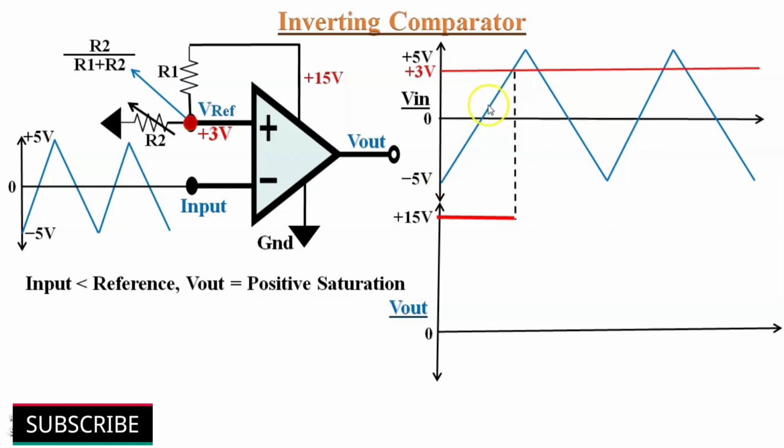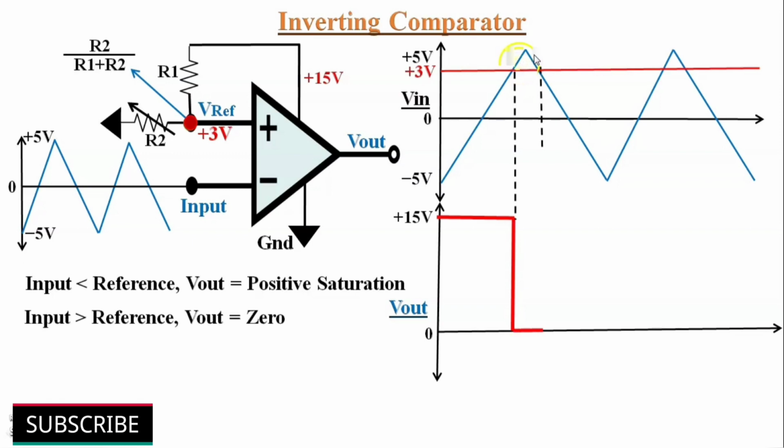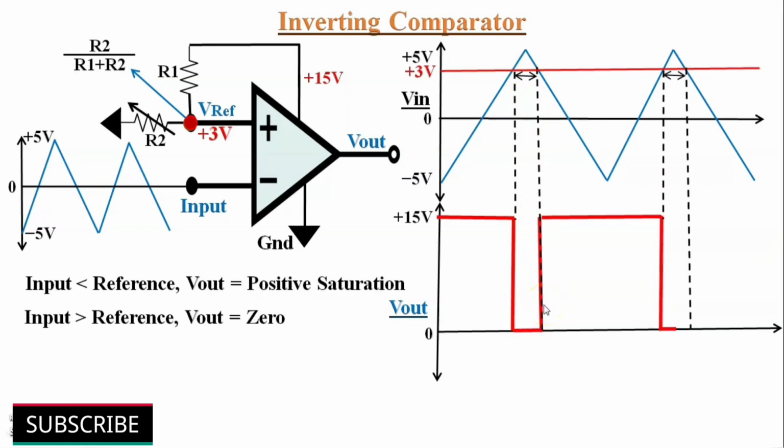When the input voltage is lesser than reference voltage of plus 3 volts, output is at positive saturation. When the input voltage crosses or is greater than the reference voltage of 3 volts, output becomes 0. So the output waveform of an inverting comparator appears like this. Here we can observe that output transitions from positive saturation to 0 and 0 to positive saturation occur whenever the input signal is crossing the reference voltage.